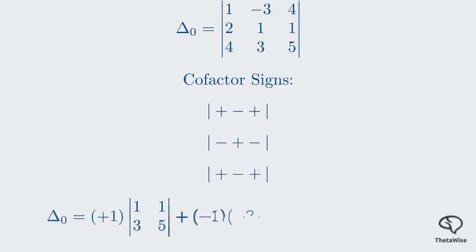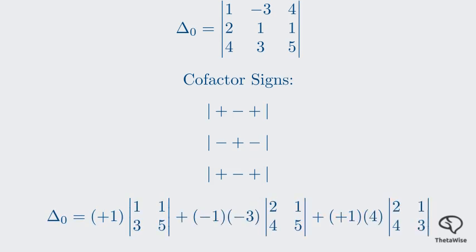So, delta 0 equals positive 1 times its minor, minus negative 3 times its minor, plus positive 4 times its minor. A minor is the determinant of the smaller matrix left over when you delete the row and column of the element you are using. Let's calculate these 2 by 2 determinants.